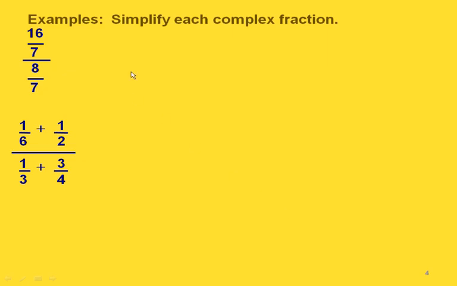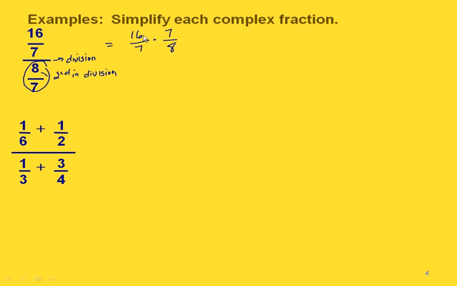Okay, let's do some more examples. This is just like the one we just did. Remember that this means division. So we could go ahead and write this out with our division symbol, or we could just remember that this is the number that would come second in our division. So we could just go ahead and rewrite this as a multiplication. We'd have 16/7. We're turning this division into a multiplication, and then we're taking this fraction and flipping it over. That makes it 7/8.